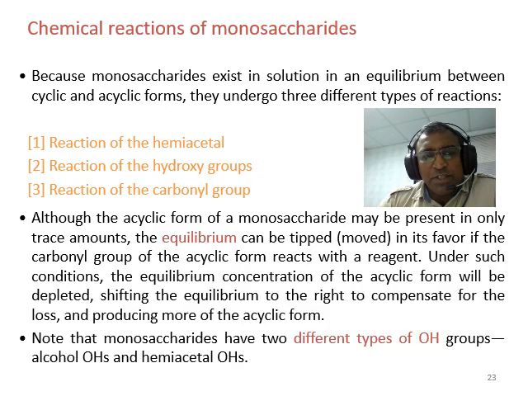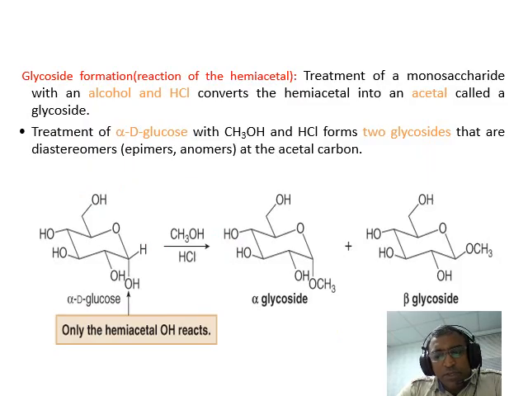We will see in the next slides the examples of these three reactions. So here is given the example of reaction at the hemiacetal group, whereby you have this group here, this carbon, when in the presence of methanol and hydrochloric acid, the reaction will be very vigorous. And the end result is two glycosides will be formed. One is alpha glycoside and the other one is beta glycoside.